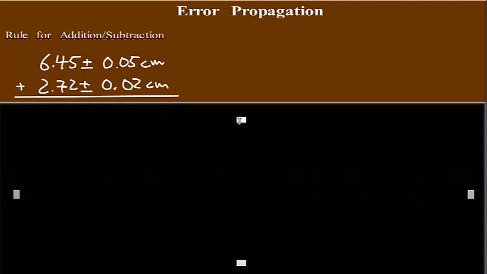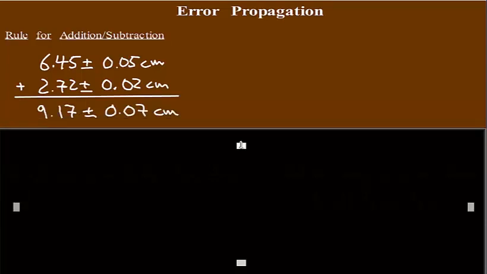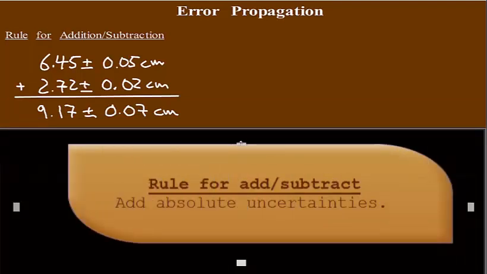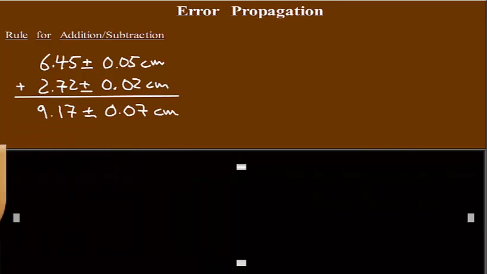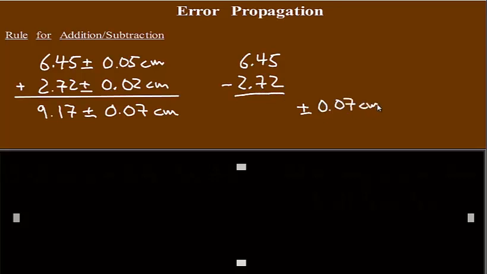Well, it's a pretty easy rule because guess what? If you add the numbers, you add the uncertainties. When you add the numbers, you add the uncertainties. The same thing goes for subtraction. If you subtract two numbers, you're still going to end up adding the uncertainties. So if this were 6.45 minus 2.72, you would still add the uncertainties, even though subtracting the numbers here is going to give you a different number. It's going to give you that, but you still add the uncertainties.